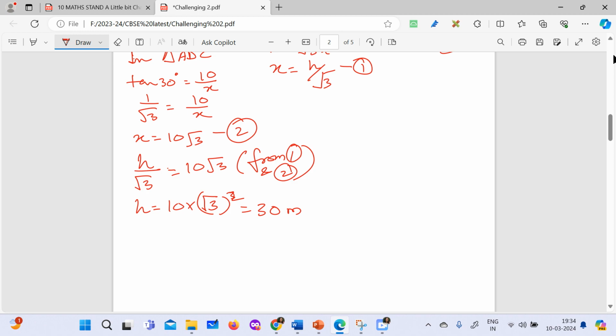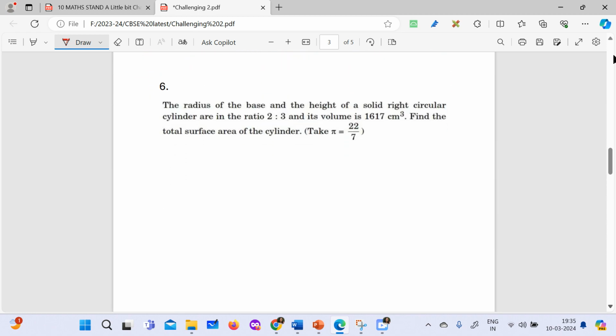So we know the length CE equals CD plus DE. Therefore, CD is 10, which is already given, plus DE we got, that is 30. So the total height is 40 meter. That's it. So you got the answer as 40 meter. Now let's move to the next question.